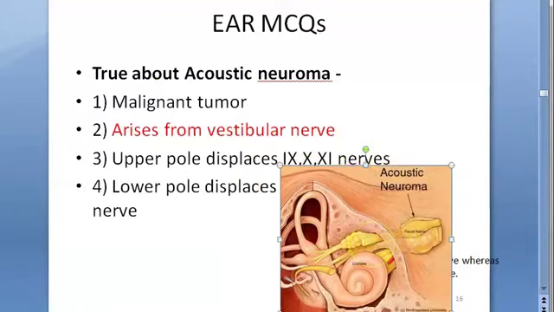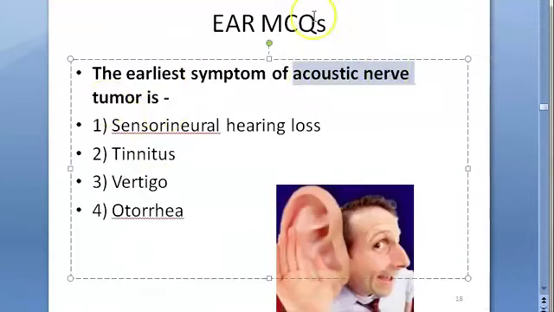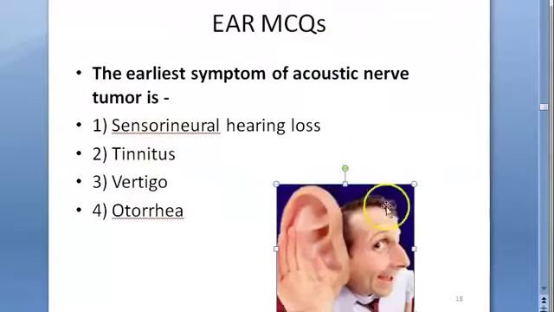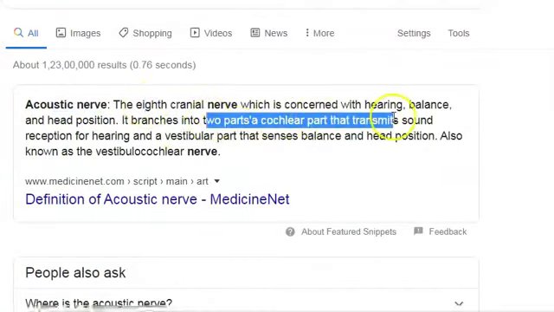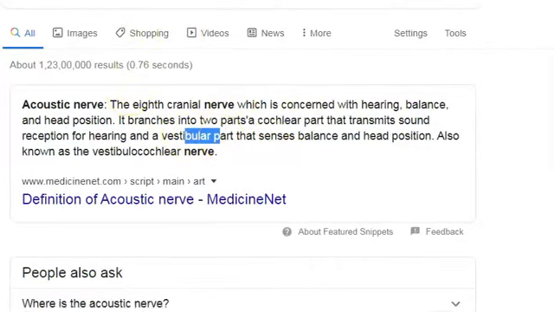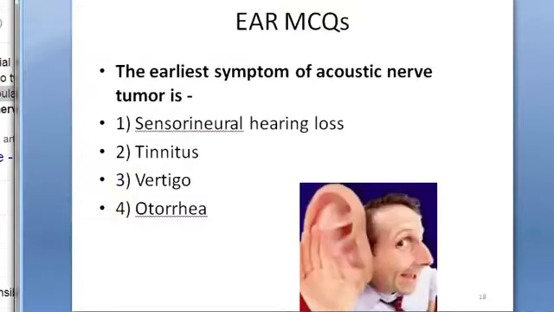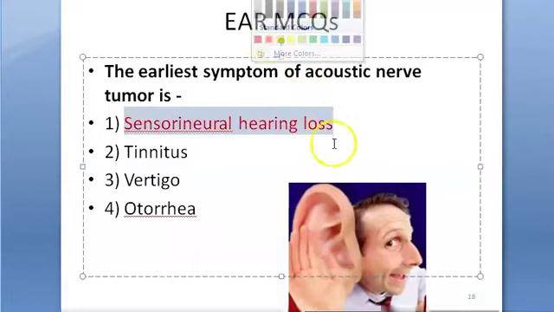Let's move on. The earliest symptom of acoustic nerve tumor. What do you mean by acoustic nerve now? Let's look at the answer here. A. Sensorineural hearing loss. When they are saying acoustic nerve, they mean the entire vestibulocochlear nerve. Okay, the 8th cranial nerve. So they are talking about both the parts here, the cochlear part and the vestibular part. So acoustic nerve means you can consider both that as the 8th cranial nerve. Okay. So here they are saying the earliest symptom will be the sensorineural hearing loss. Okay.